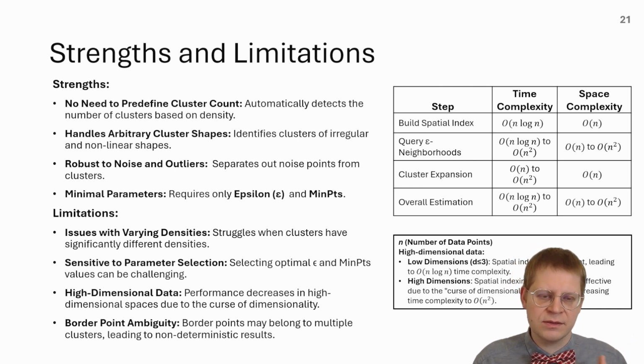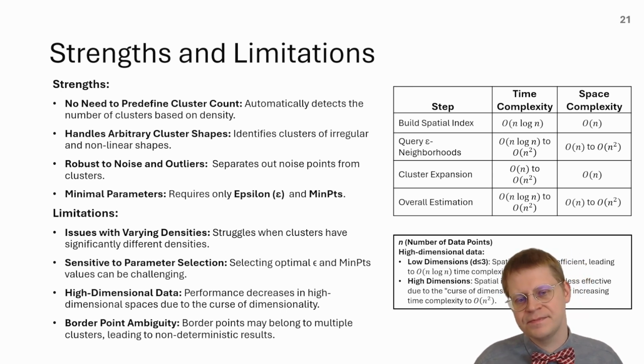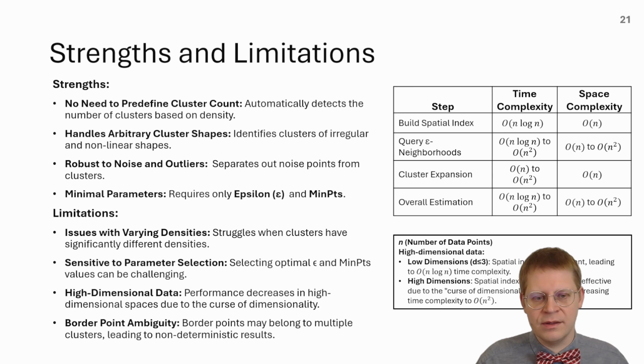It handles arbitrary shapes. Unlike K-means, which assumes spherical clusters, DBSCAN can detect clusters of any shape, such as rings or elongated structures. And it is robust to noise and outliers: it explicitly identifies noise points, separating them from the dataset. And minimal parameters. You only need to specify two parameters, epsilon and min points.